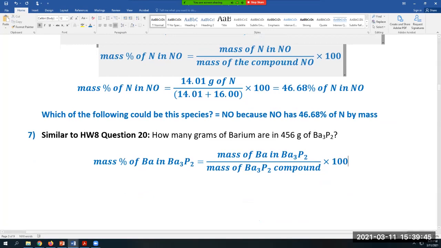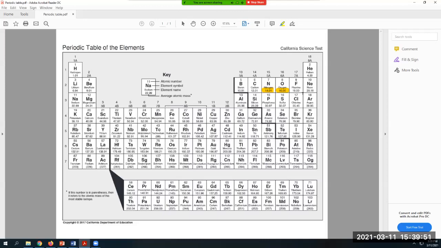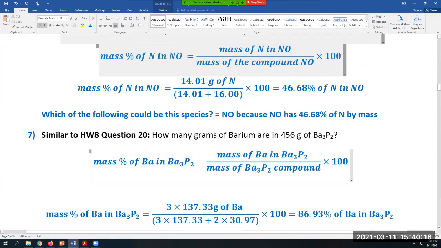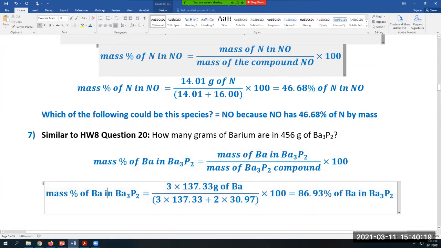So let's look at the periodic table to gather the molar masses of phosphorus here, 30.97, and of barium here, 137.33. So those are the numbers in grams per mole for barium and phosphorus. So let's plug in the values in this formula. So the mass percent of barium in Ba3P2 will be 3 times the molar mass of barium.